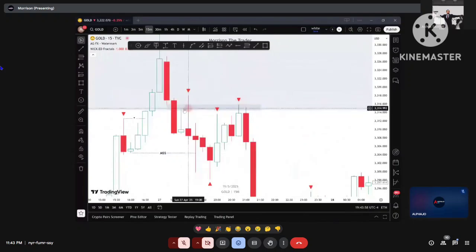Even though the fair value gap has already been mitigated, it hasn't completed its objective yet. So the price can't move without completing the objective. Then the price came back into it. And look at how the candles respected the fair value gap too. Look at this candle, it went into it and then came back to close outside.